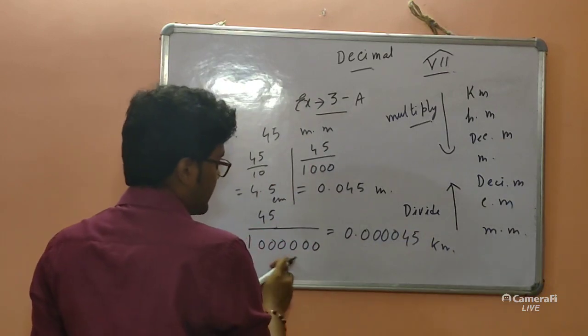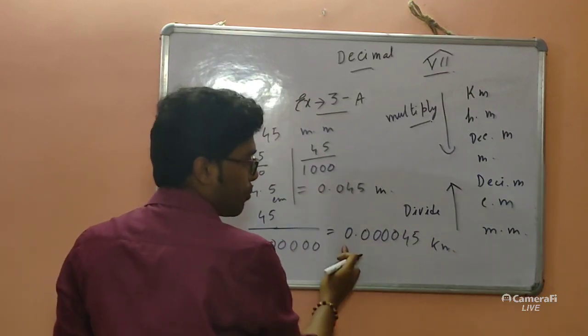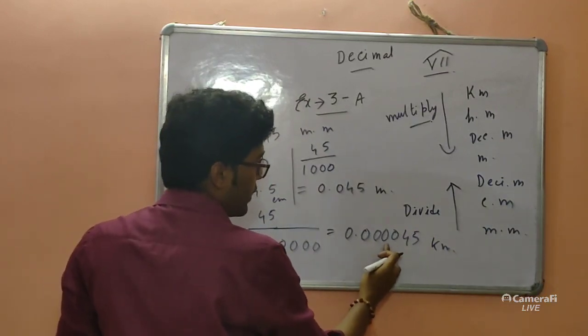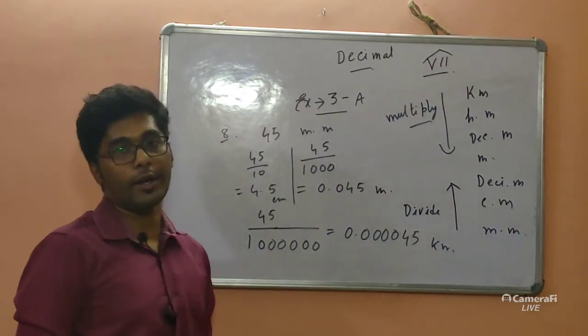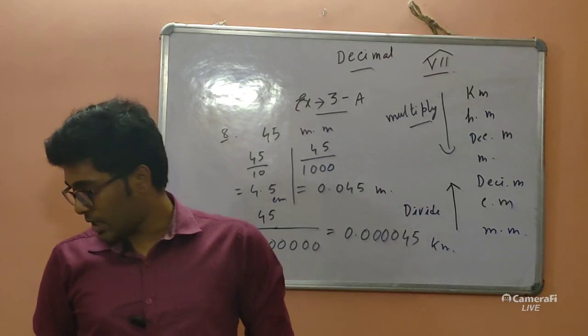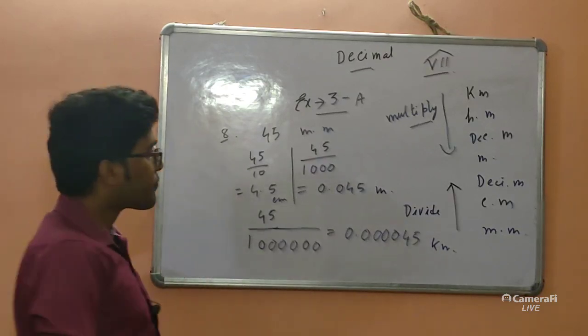Kilometer. Okay, after 6 place: 1 2 3 4 5 6, after 6 you give the point. So 1 2 3 4 5 6, after 6 you give the point. So that's how it is being converted. Okay, now let us do question number 9 then.